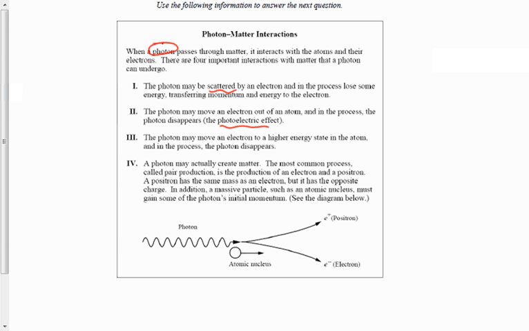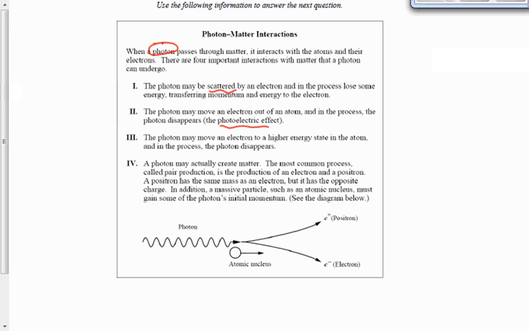The photon may actually create matter. The most common process is called pair production, where an electron and a positron, whatever that is, okay, ends up being the antiparticle of an electron. Okay, when they hit each other, they annihilate. Sorry, it's not an electron and a positron hitting each other, because when that happens, they do annihilate and produce pure energy.